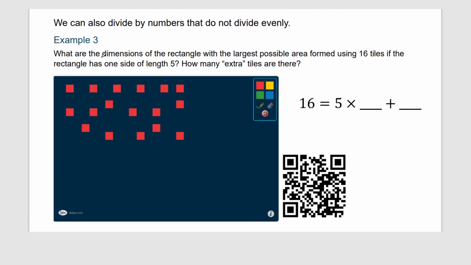All right. Now, we can also do division when something doesn't go in evenly. And to demonstrate this, I'm going to use the color tiles again. So what I have here is 16 color tiles, and I'm asking the question, what's the largest rectangle that I can create using those 16 tiles, or up to 16 tiles, because I'm actually not going to be able to use all of them, where the rectangle has one side of length 5.